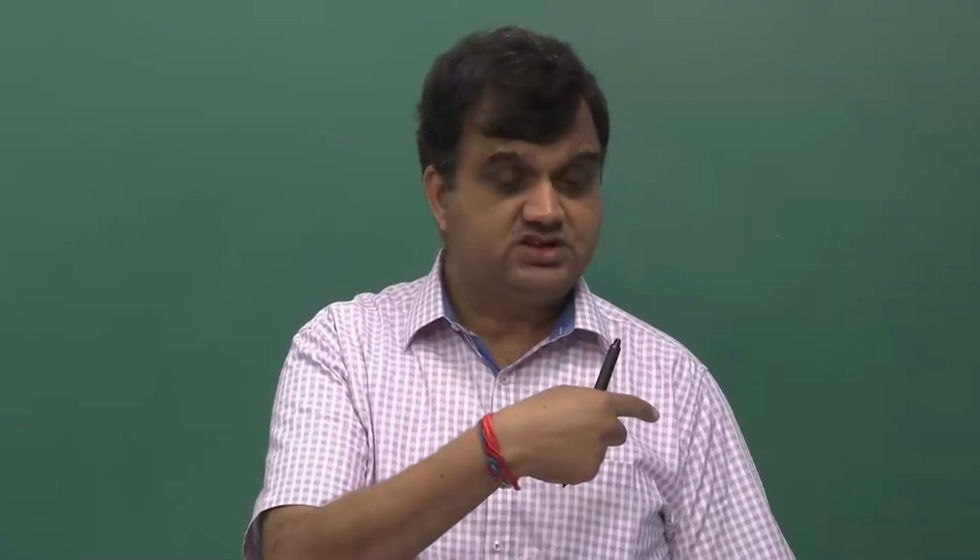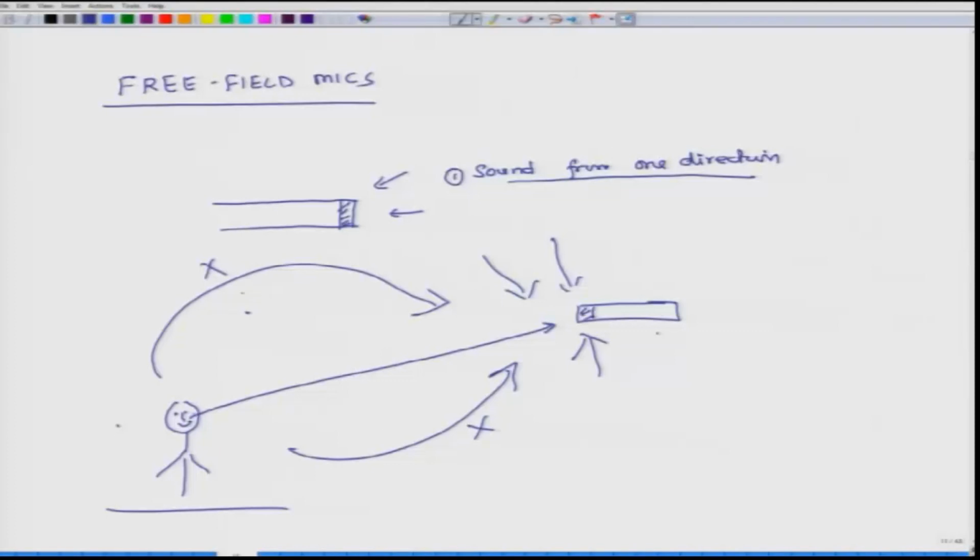Now, this sound could come either as normal incidence, which we have discussed. So, suppose the person was here, then it would have been normal incidence, right. Suppose the person was here, then it would have been grazing incidence, and this is some general direction. Microphones which do a good job of measuring sound in such situations where sound is of a free field type are free field microphones.